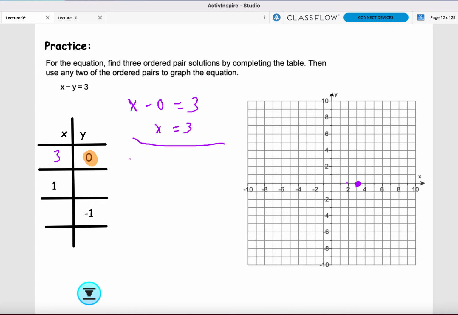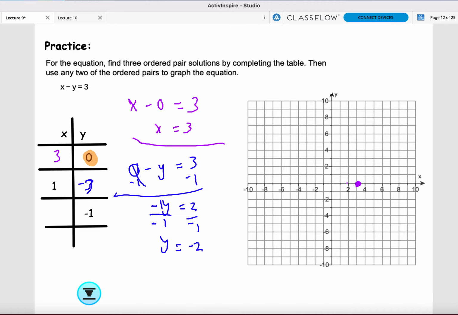So we have X is 1, right? So next is going to be blue. So then we have 1 minus Y equals 3. Solve for Y. Subtract 1 on both sides. Okay, negative Y equals 2. There's negative 1 here. Divide both sides by negative 1. So then we get Y equals negative 2. So when X is 1, Y is negative 2.